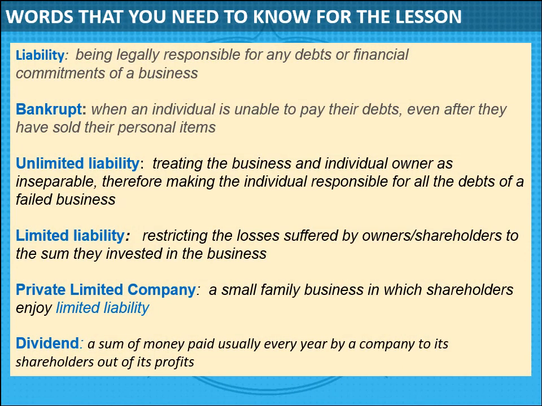So just the words that you need to know for this lesson, we've gone over liability, we've gone over bankrupt, we've done unlimited liability before, limited liability. Private limited company is a new term. So this is usually a small family business in which shareholders enjoy limited liability, and we know what that is. It's the words above. And also a dividend is a sum of money paid usually every year by a company to its shareholders out of its profits. Just to note, if there's losses, there won't be a dividend to pay.